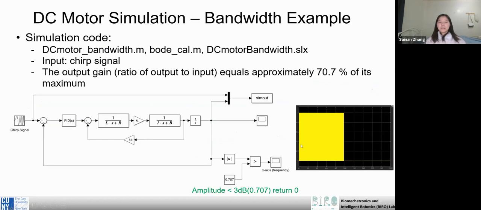And for the simulation code, if you click here, you will find a figure like this. That is because we set the amplitude. If it is more than 3 dB, it will return 0. So if you find it here, the result becomes 0. That means this point is the bandwidth. So we can find it here. It's almost 100.